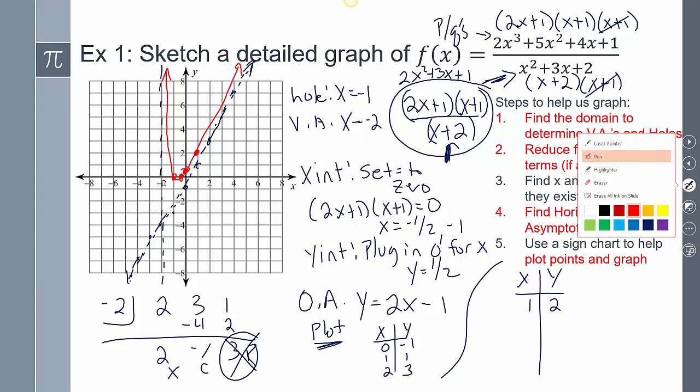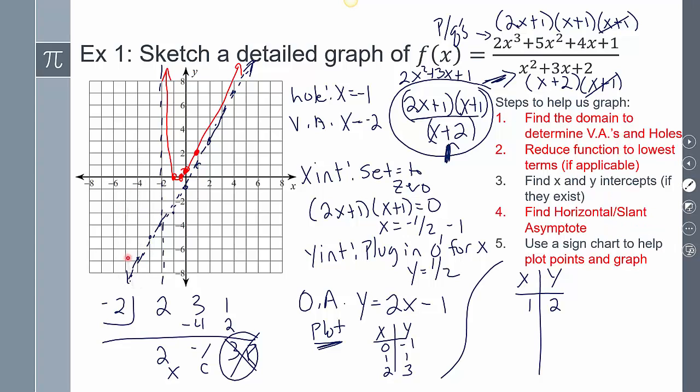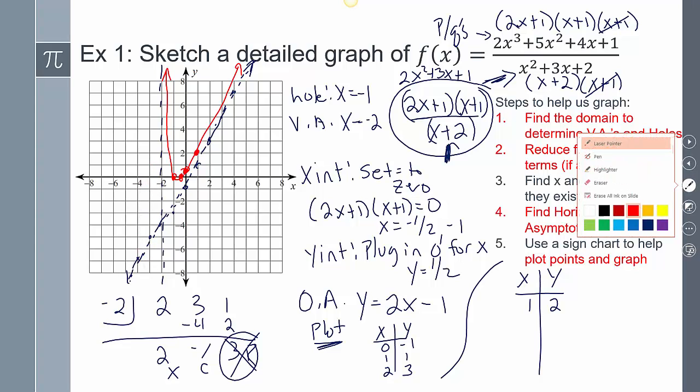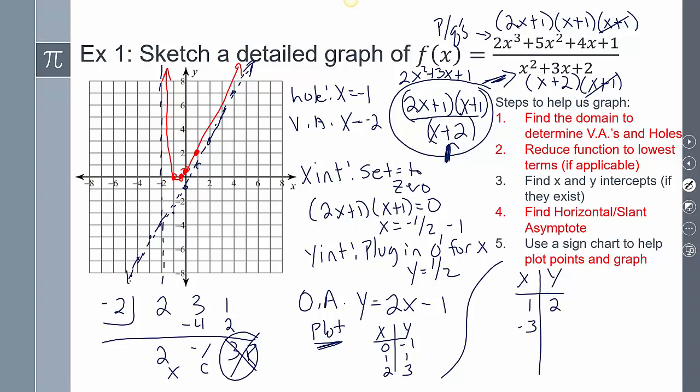But now I need to find out what happens on this side. And so I need to pick a few extra values to be able to graph and plot what's happening on this side. So plugging in like -3 and -4. If I plug in at -3, plugging that into my function here, that gives me -6 plus 1, which is -5, times -2, which is 10, divided by a -1, so I'm going to get -10. If I plug in -4, that'll give me -10.5.